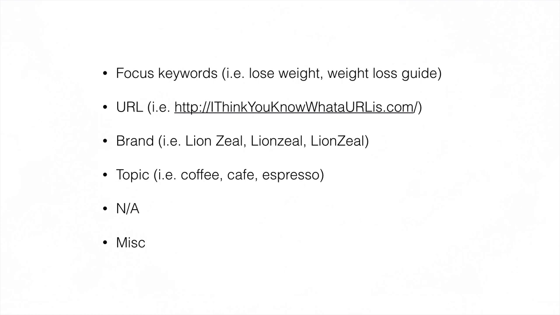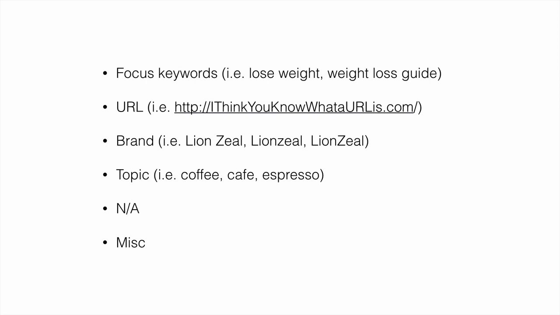Now, within these core categories, especially the focus keywords one, there's actually more that you can go in depth with. You can go long tails. If you're trying to rank for lose weight, you could have one that's like how to lose weight in 30 days or less, or something like that. That's a long tail where the keyword is in there, but it's part of a long tail.